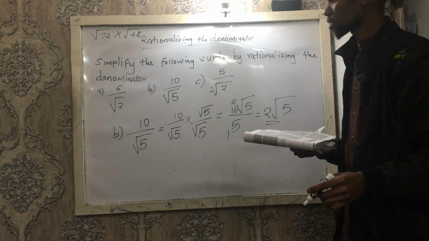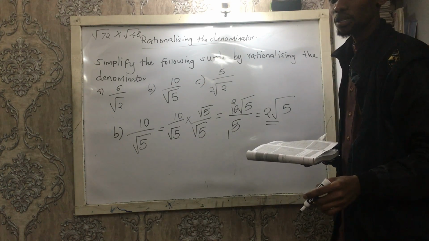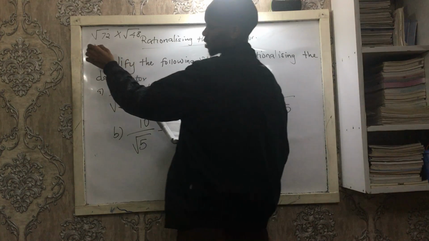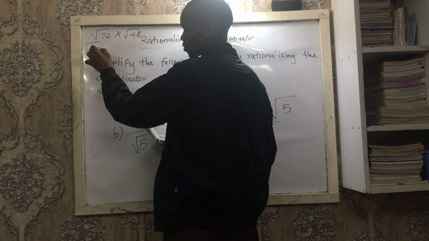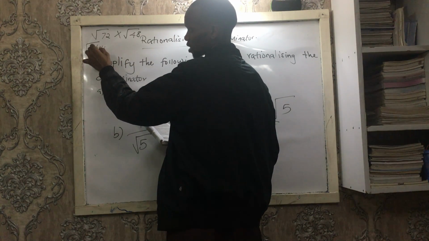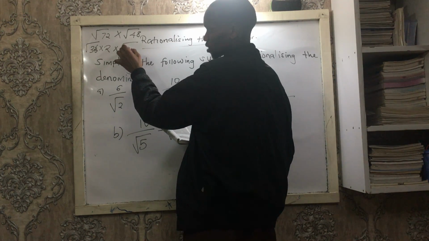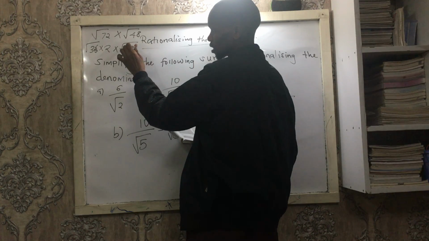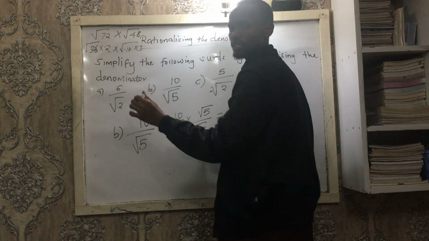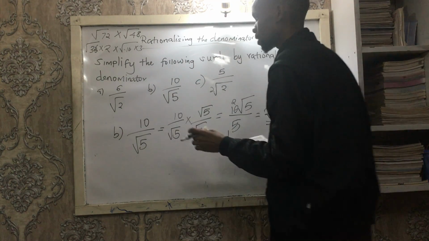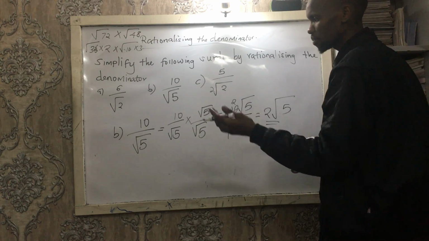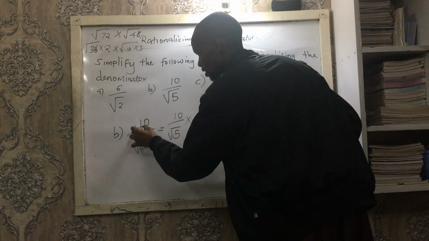Are you getting? So how are we going to do this one? We are going to say the root of 32 multiplied by the root of 36 multiplied by 2 times the root of 24, no, the root of 16, yeah, multiplied by 3. Now, the same thing is going to happen here.